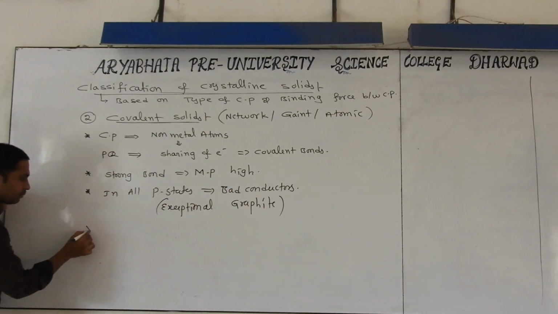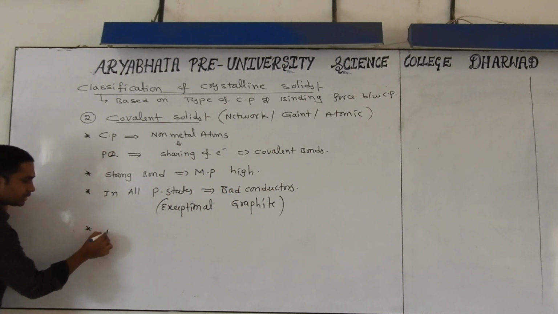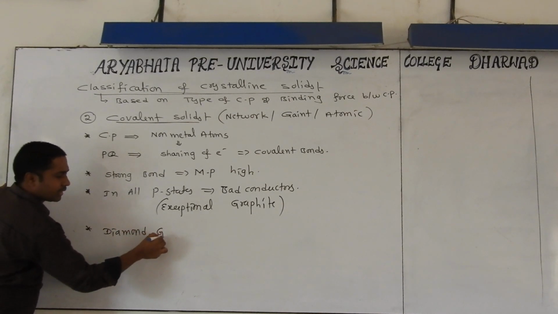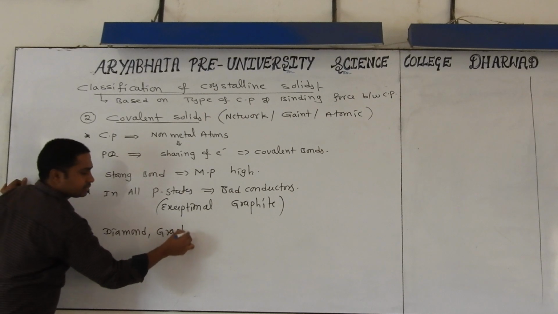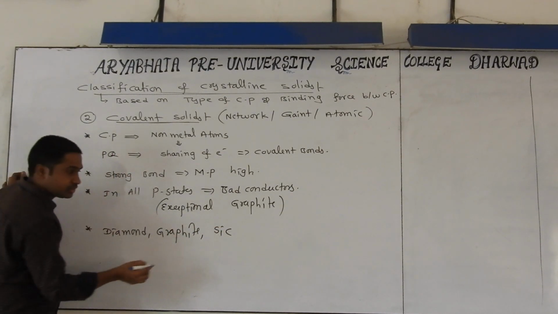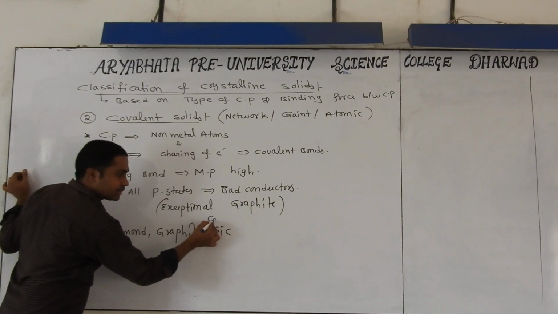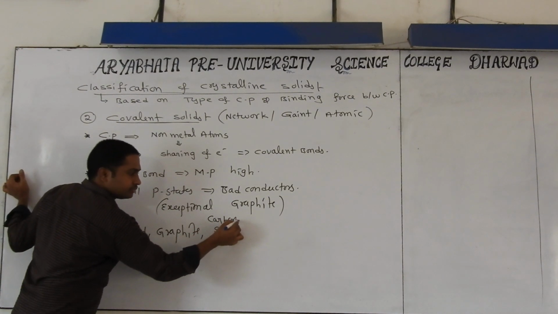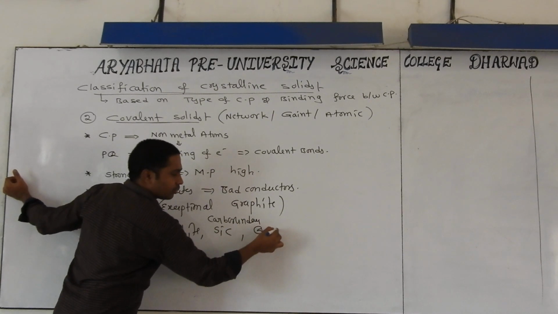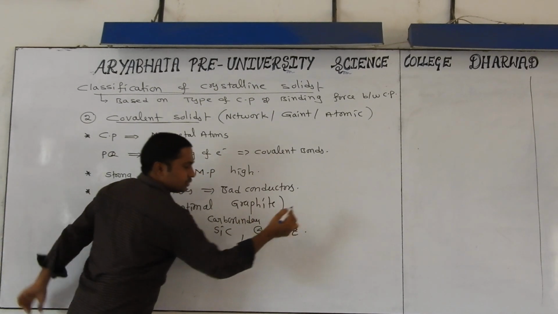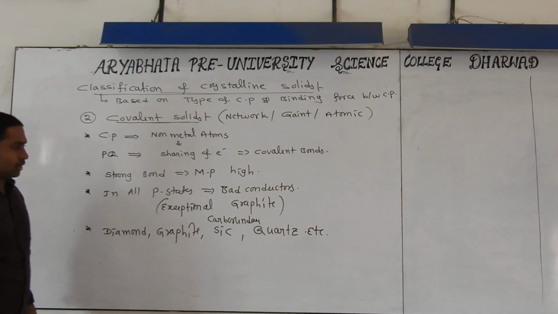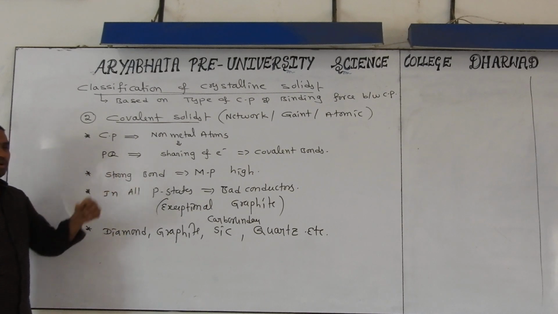So what are the examples for this category? Diamond, as well as graphite, and we can take silicon carbide, which also came in first year. It is also called carborundum, and also quartz. These are all examples of covalent solids. So these are all important things we begin with.